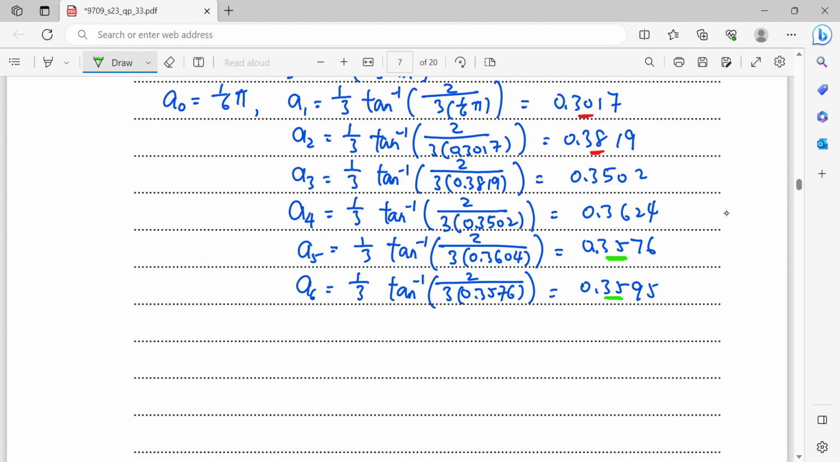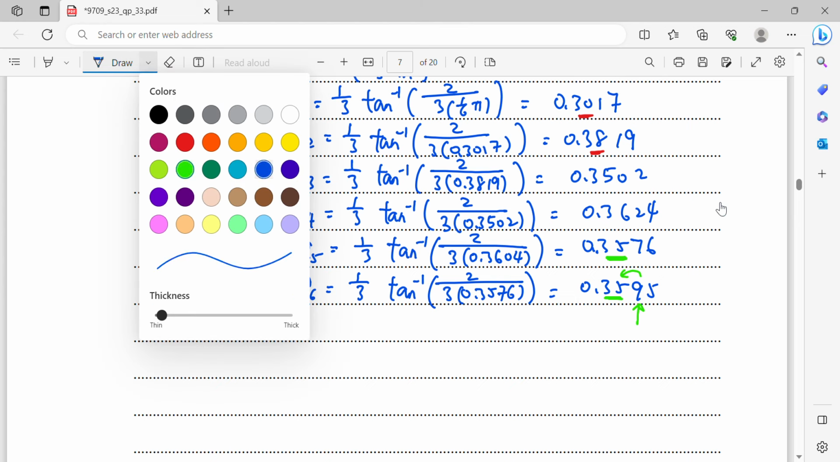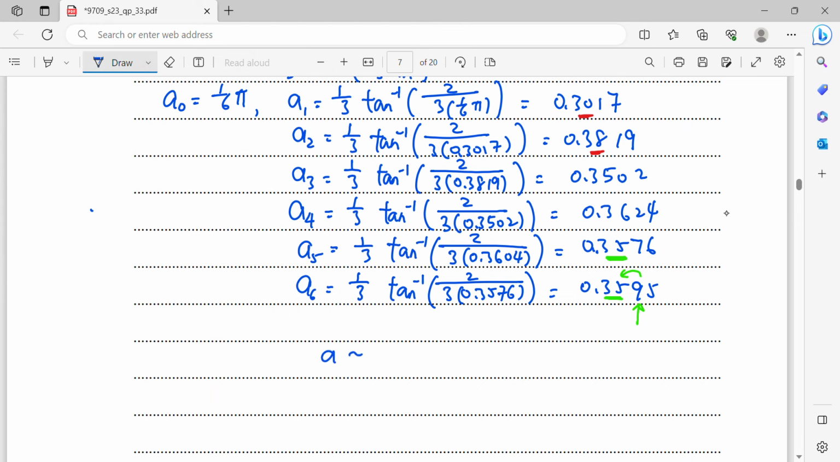So now our final answer is based on the last calculation, the third digit. So if this digit is 5 and above, then you round up, which means now we have to round up. So your final answer will be 0.36, correct to 2 decimal places.